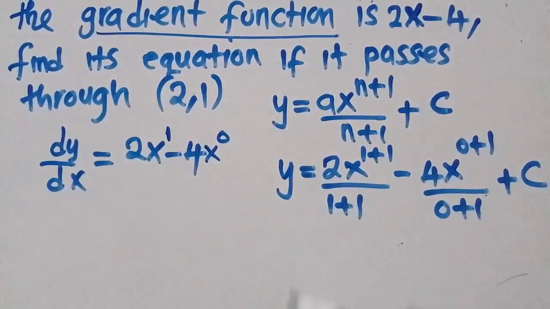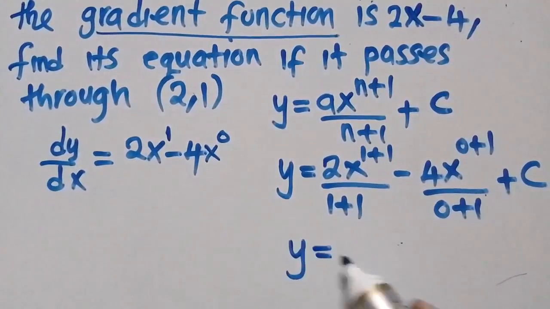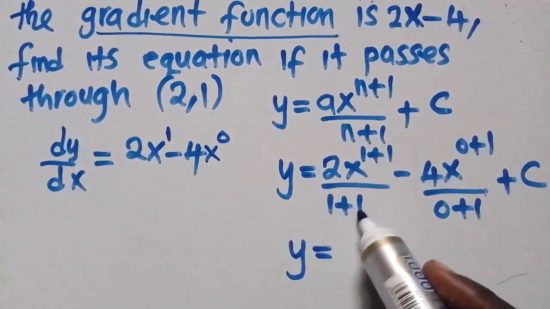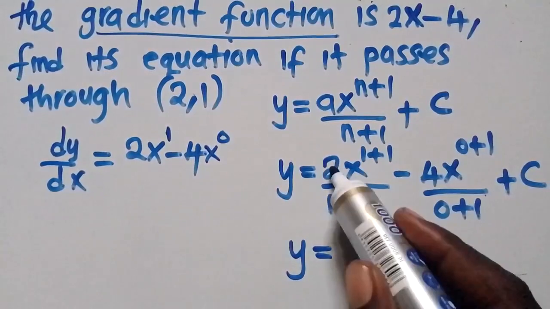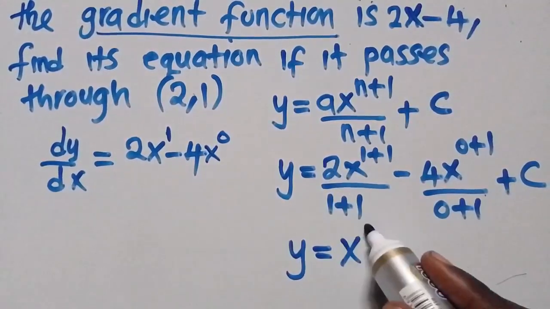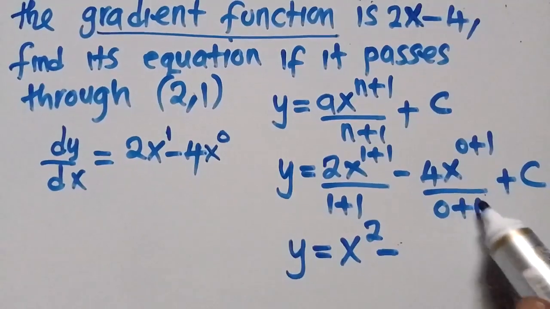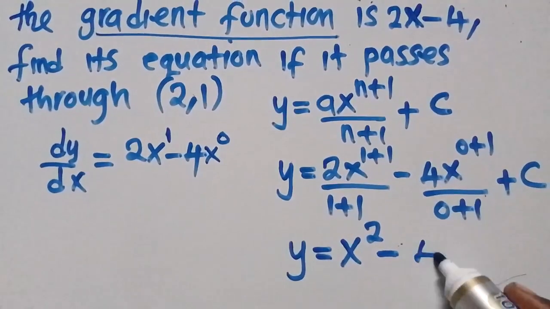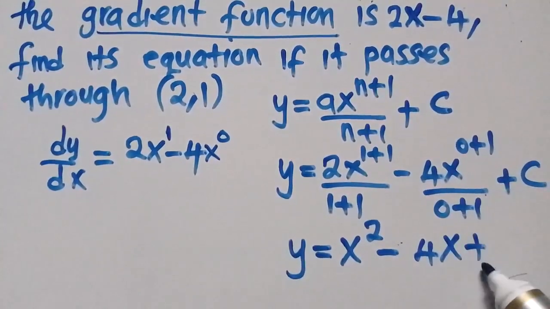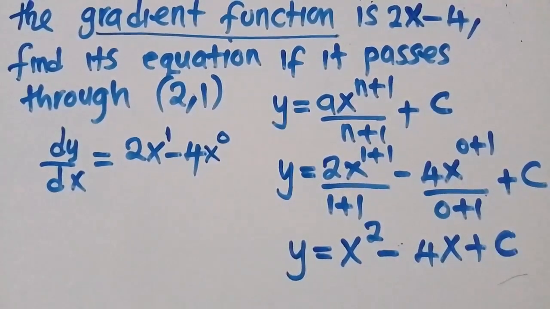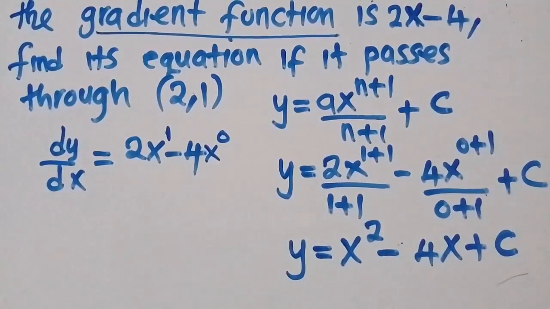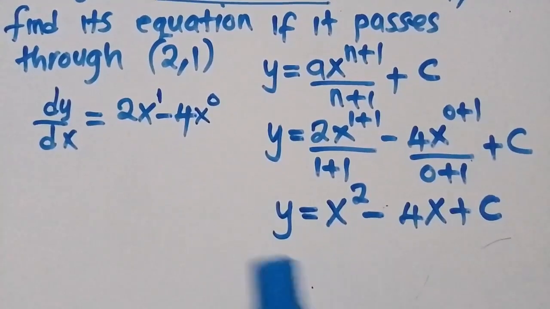Then you continue and say y is equal to. You are going to have a 2 here, and 2 divided by 2 is 1, so it is x squared minus, here this is 1, 1 times 4 is 4, then x, plus c. This is the equation that we found.